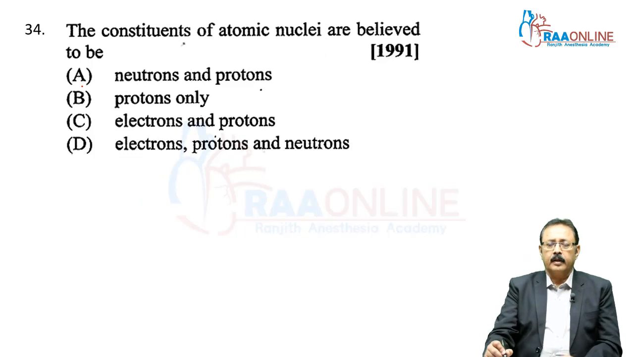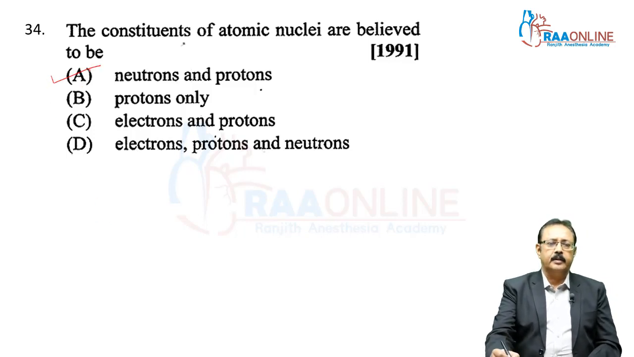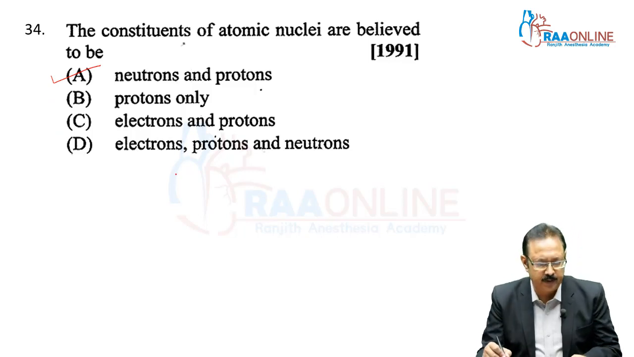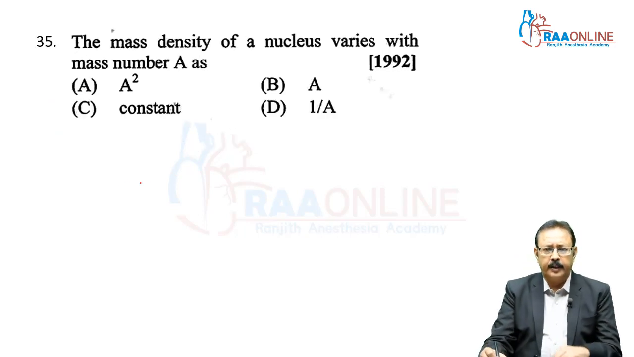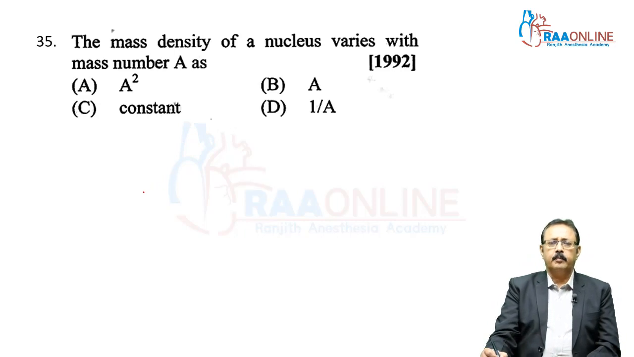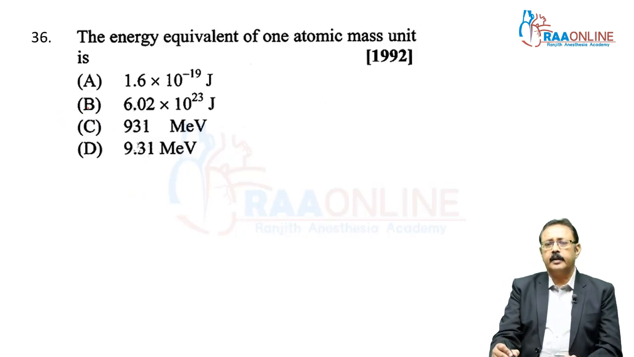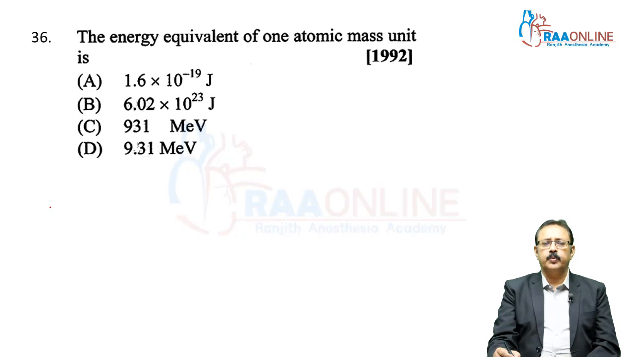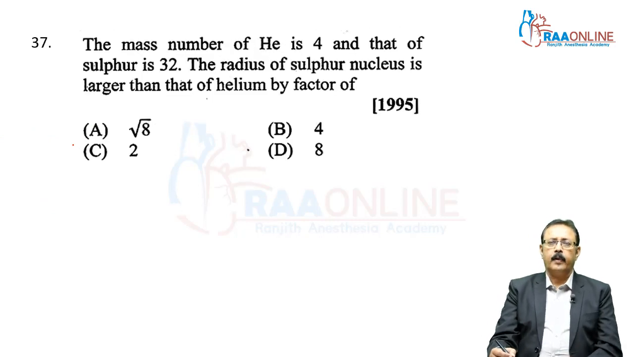33A. 34. It is from 1991 AIPMT. The constituents of atomic nuclei are believed to be neutrons and protons. So we will go with A, 34th A. 35th, 1992. The mass density of a nucleus is independent of mass number. So we will go with C. 36. It is from 1992. I told you that one atomic mass unit means 931 mega electron volt. So we will go with C.